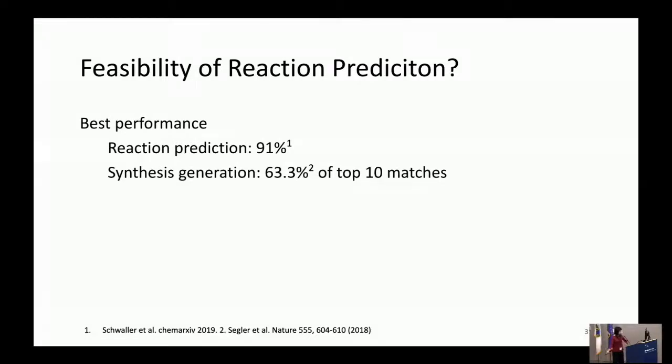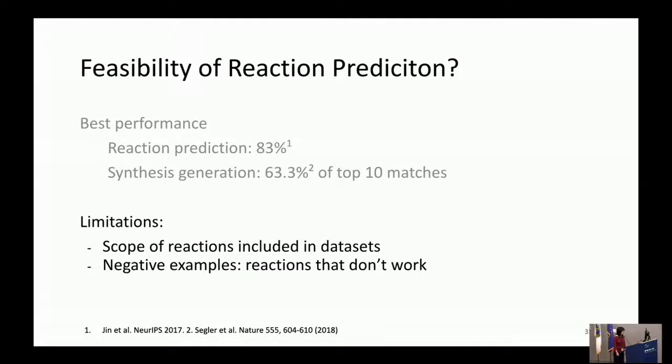So we're doing fairly well on this data set. The most recent paper reported an accuracy of 91% on the reaction prediction task. And for synthesis generation, which is kind of the reverse problem, we're getting about 63.3% of the correctly predicted synthetic routes in the top 10 matches. But there are also, again, caveats here in that the data sets for reaction prediction are quite limited.